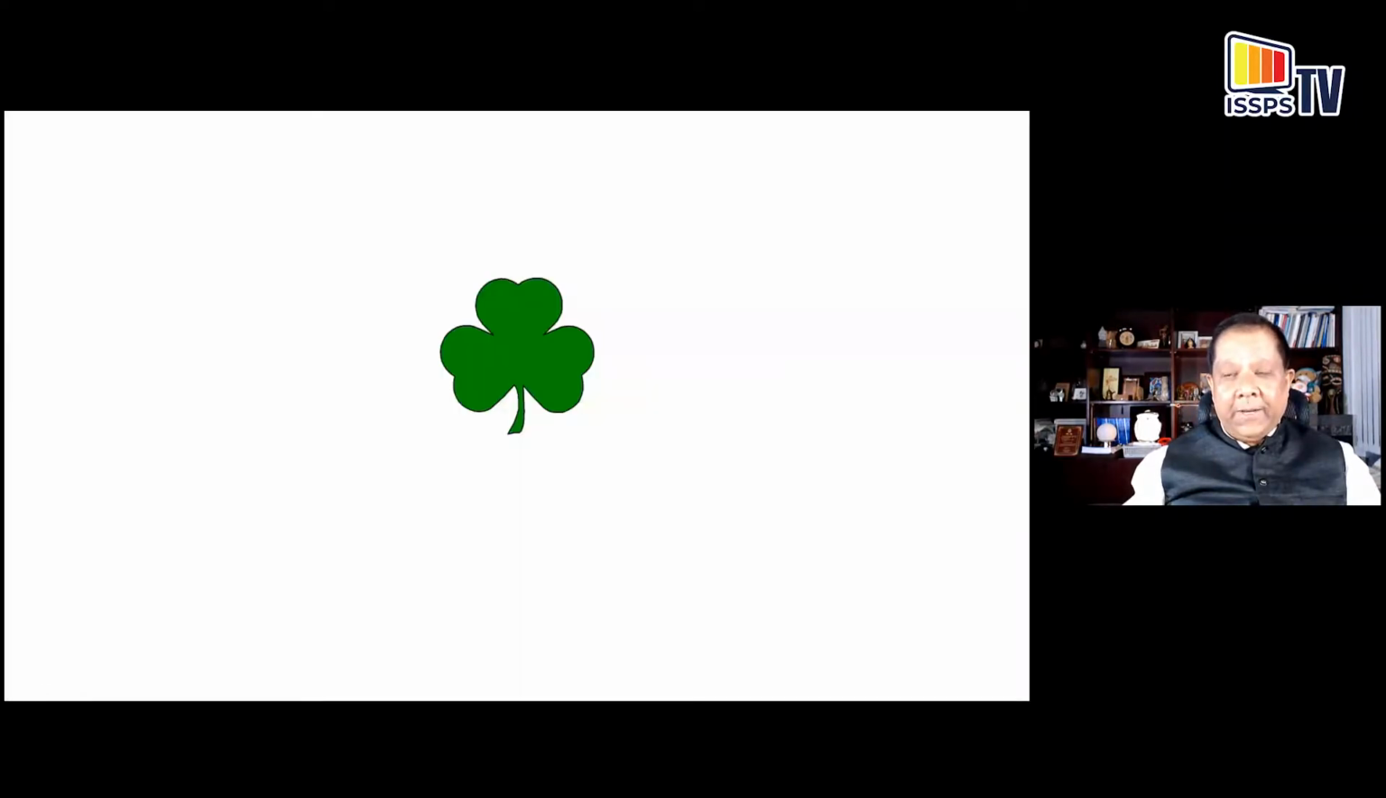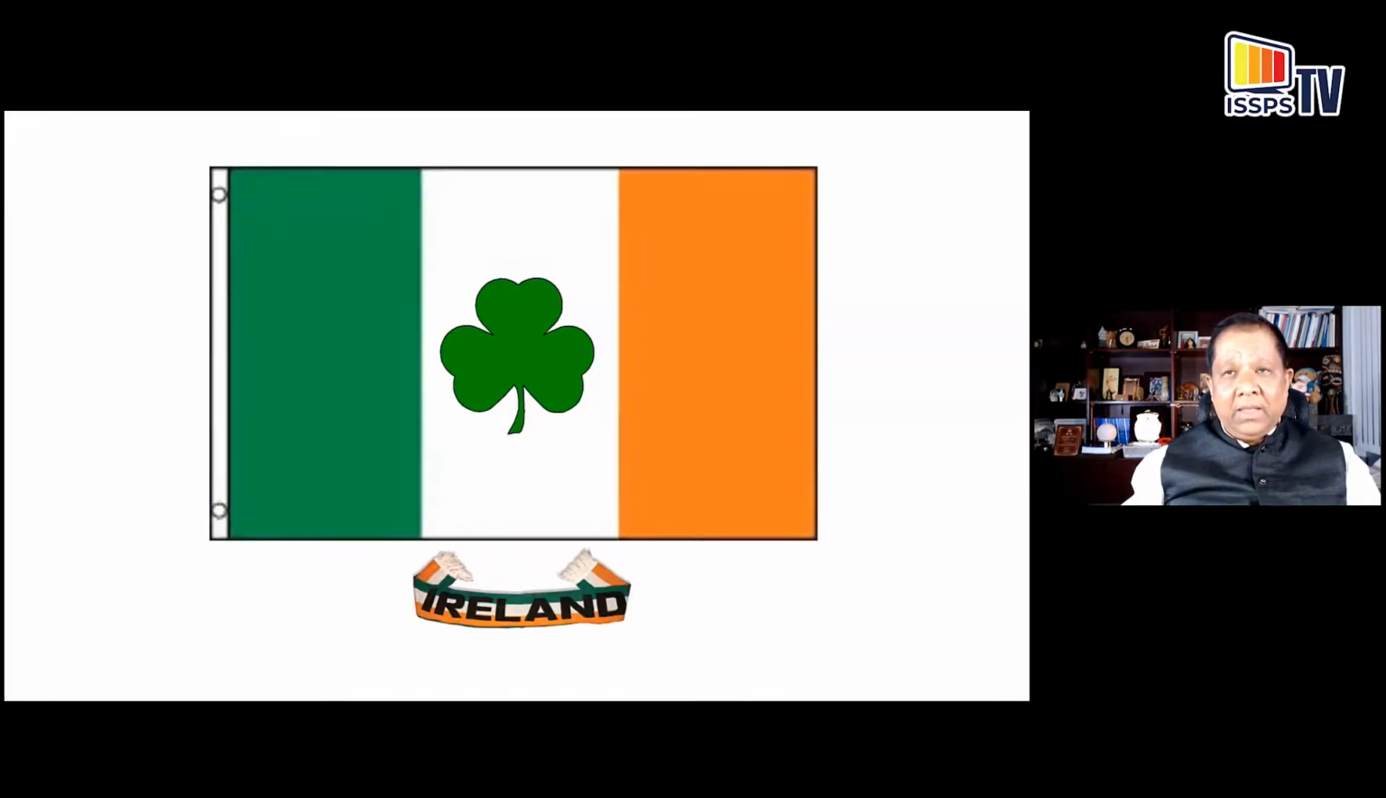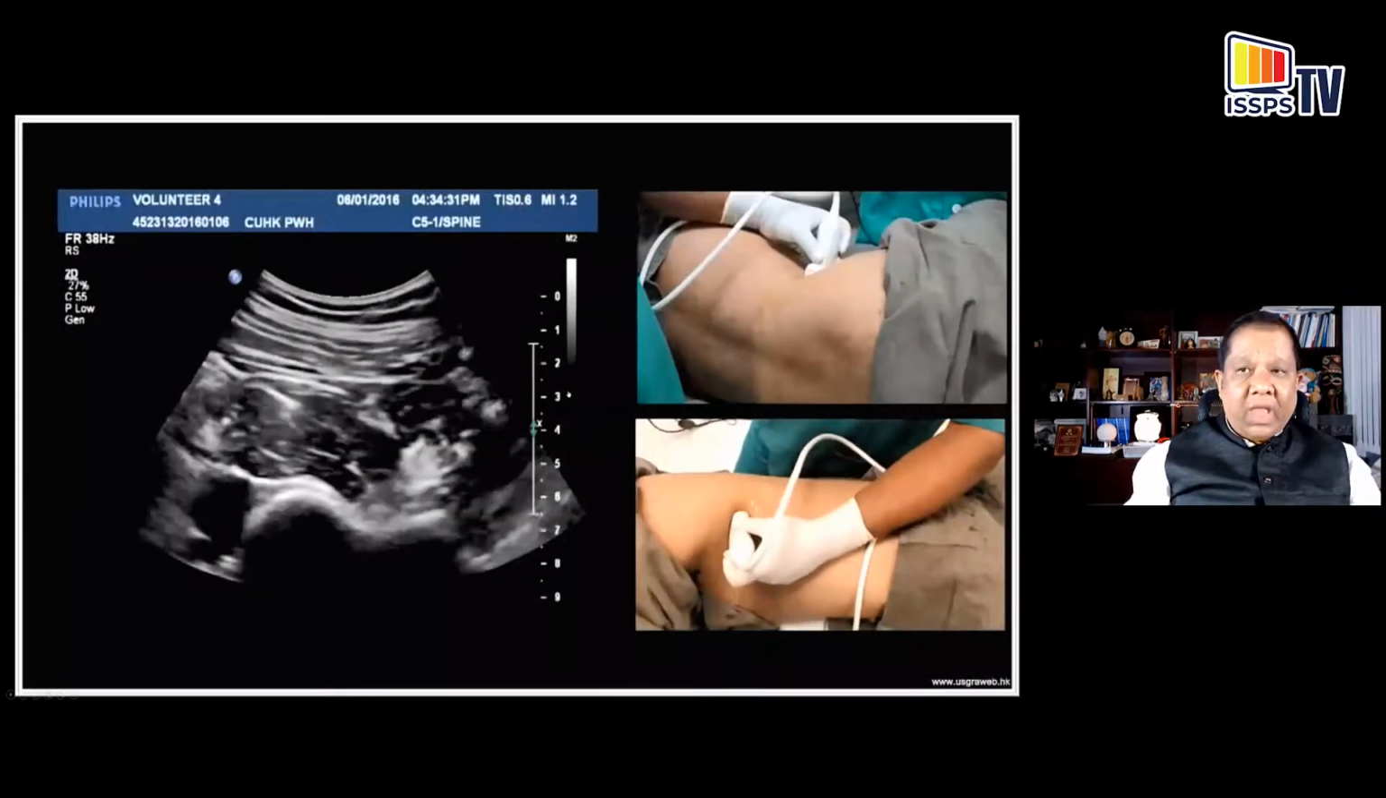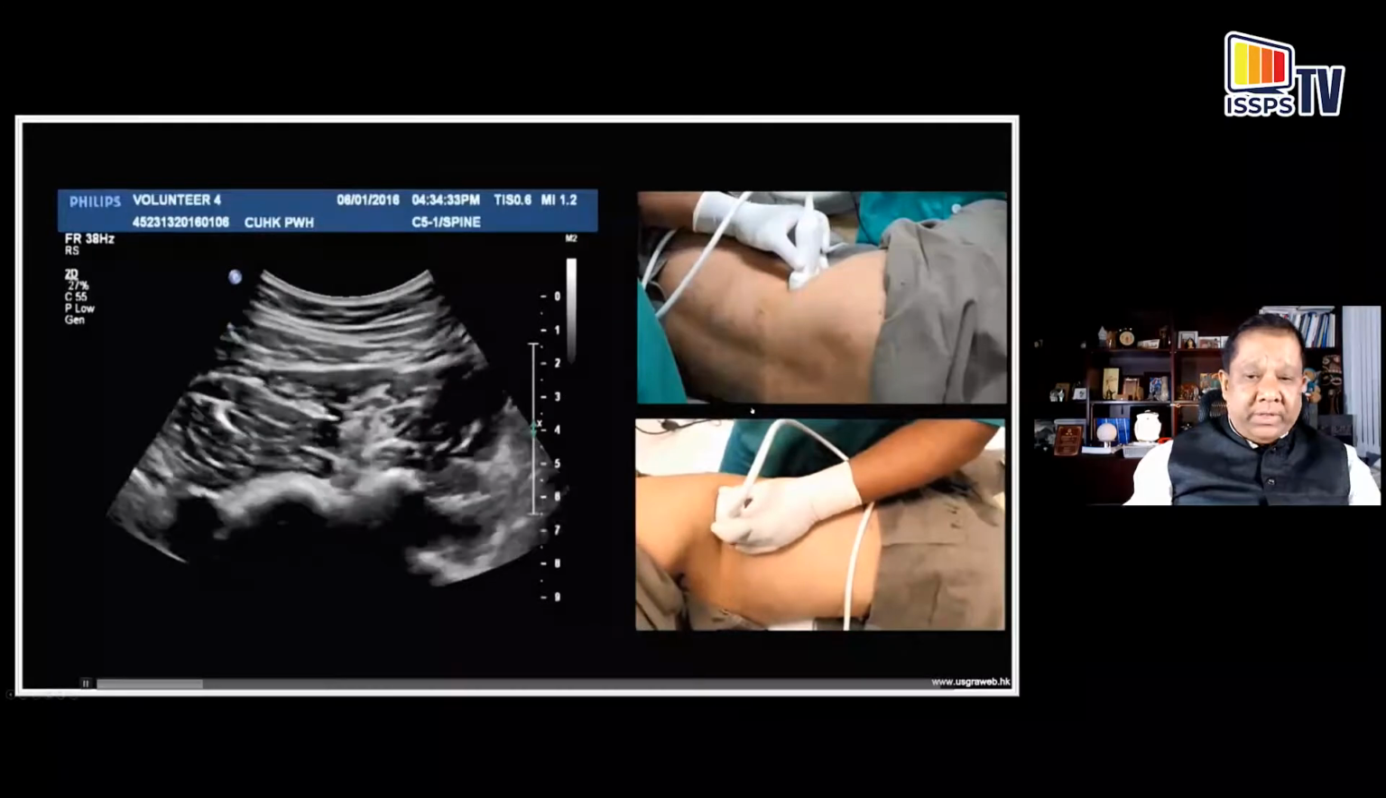But actually, the shamrock technique is described based on the shamrock, which is part of the Irish flag. You can see the 3 leaves of the shamrock. The leaf anteriorly is the psoas muscle. The leaf anterolaterally is the quadratus lumborum muscle, and the leaf posteriorly is the erector spinae group of muscles. So this is the video to just demonstrate that to you.